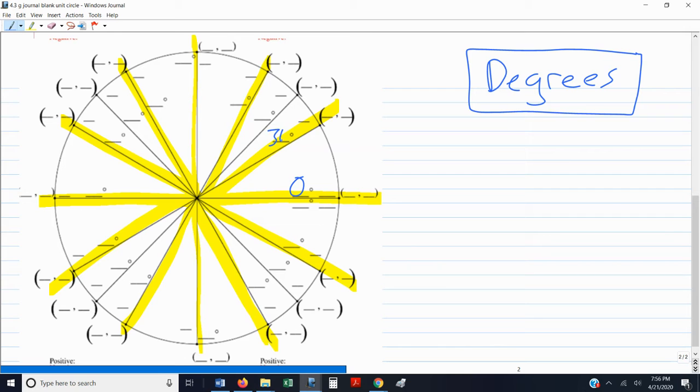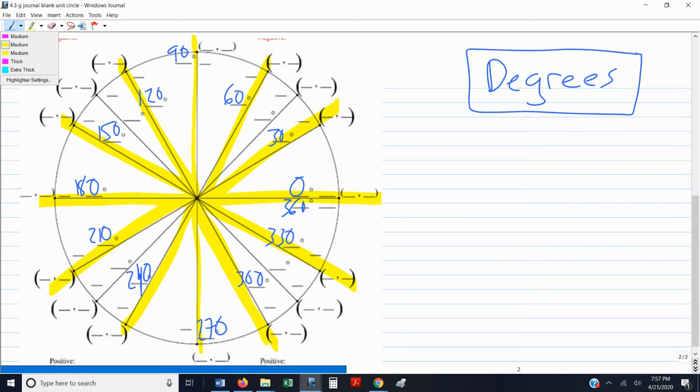0, 30, 60, and 90. Then we have 120, 150, and 180. Then we have 210, 240, 270, and then we have 300, 330, and 360. So every single one is just the previous angle plus 30 degrees.